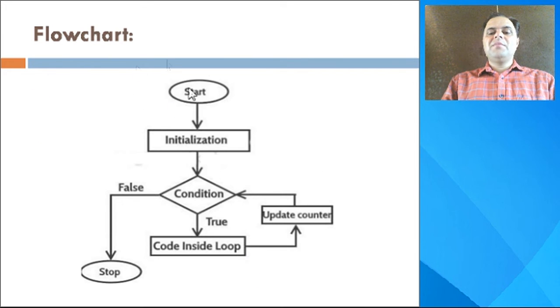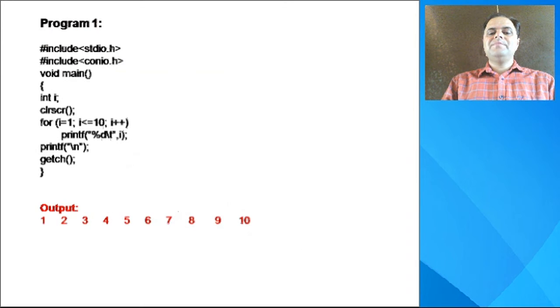So the flowchart of this for loop is: start, initialization, condition. If the condition is true, then the control will go inside the loop and then update. Then again the condition is checked. If the condition is true, then again this cycle will be repeated. This cycle will be repeated until the condition is true. And if the condition becomes false, then control will go out of the for loop and stop. So this is the flowchart of the for loop.